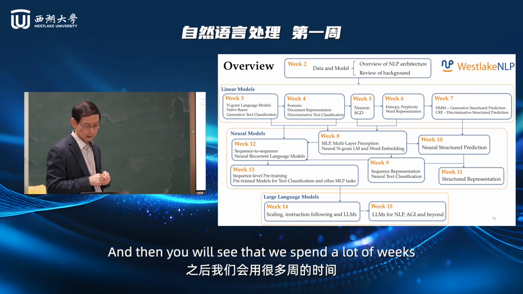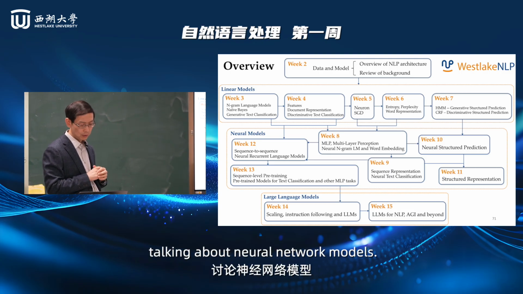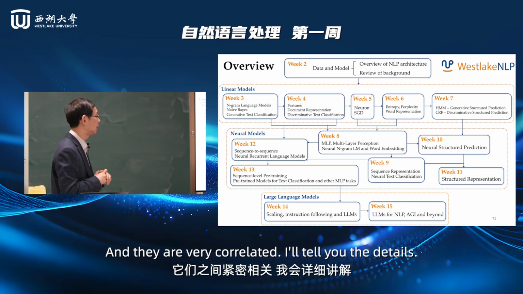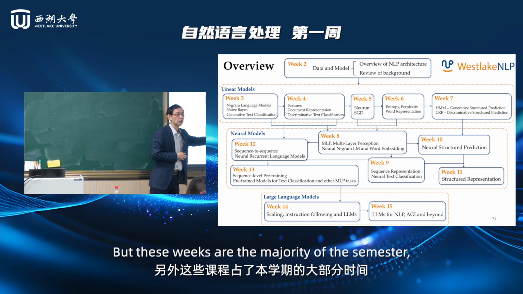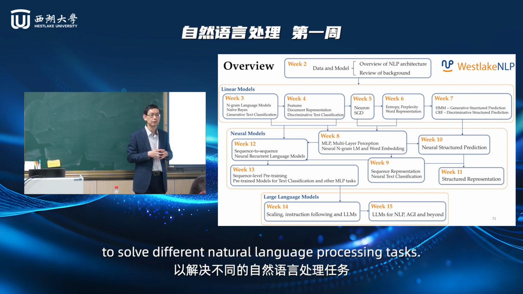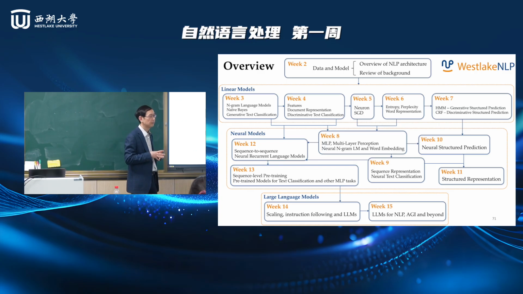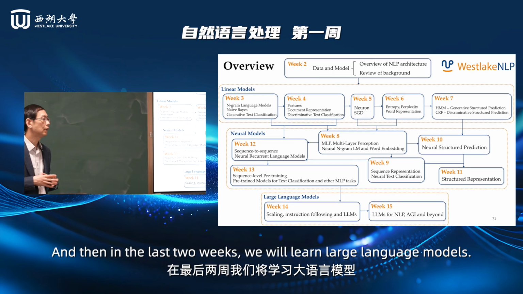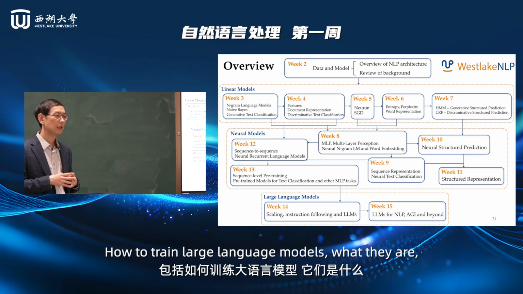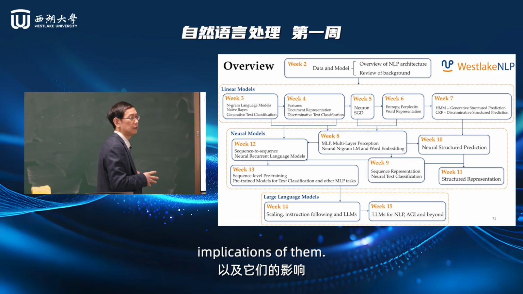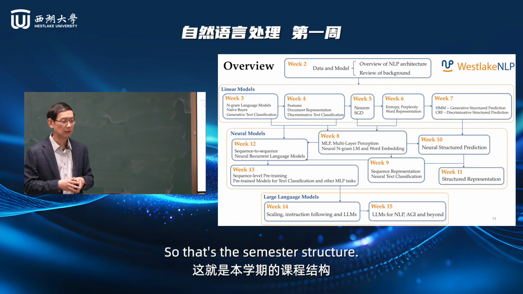And then you will see that we spend a lot of weeks talking about neural network models, and they are very correlated. I'll tell you the details. But for the majority of the semester, we will build different neural networks to solve different natural language processing tasks. And then in the last 2 weeks, we will learn large language models: how to train them, what they are, how to use them, and their implications. So that's the semester structure.